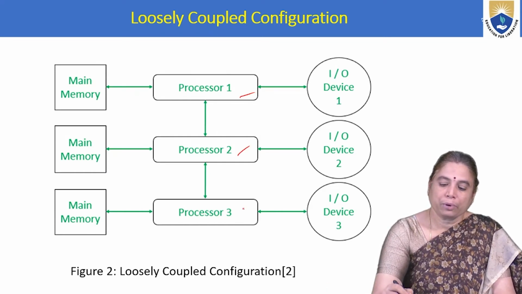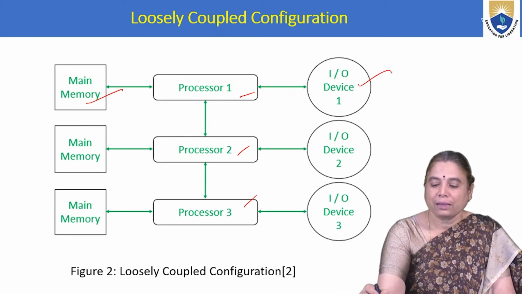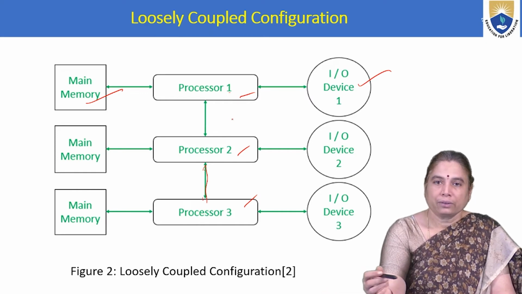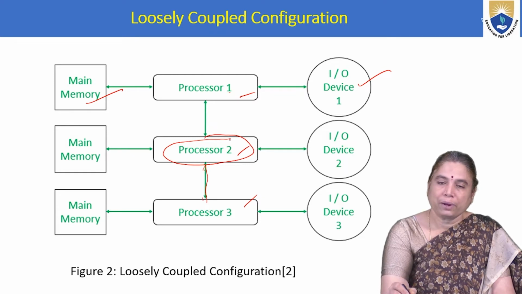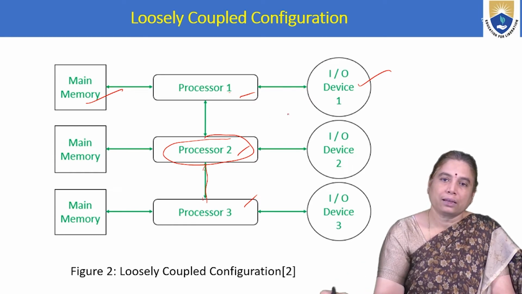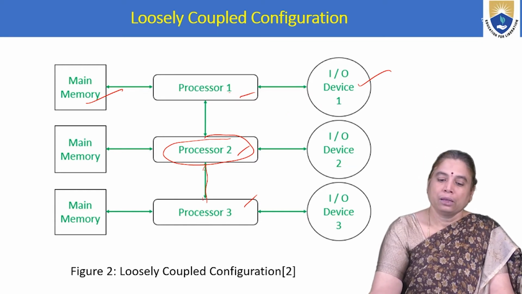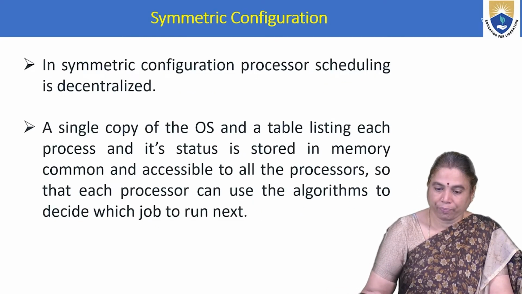Here there are multiple processors, and each processor can have its own main memory as well as I/O devices. These processors can communicate and coordinate with other processors. If a task is given to a particular processor, the execution can be completed by that processor itself. To track which task is given to which processor, a global, centralized table can be maintained so that the scheduling of tasks can be updated in that table. This type of organization is the loosely coupled configuration.